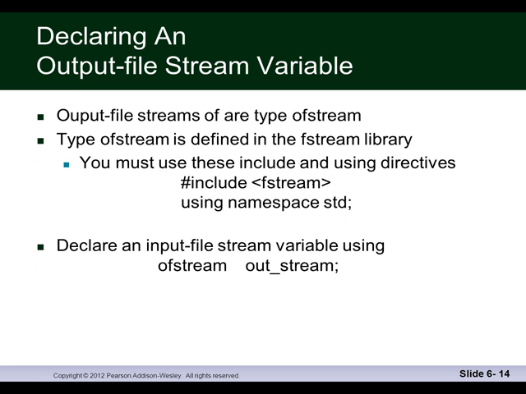Same thing goes with the output file. So we're going to have the fstream again, using namespace std again, and then we're going to use the ofstream as a class. Now we're going to use outstream as our variable. We can change it to anything we want.